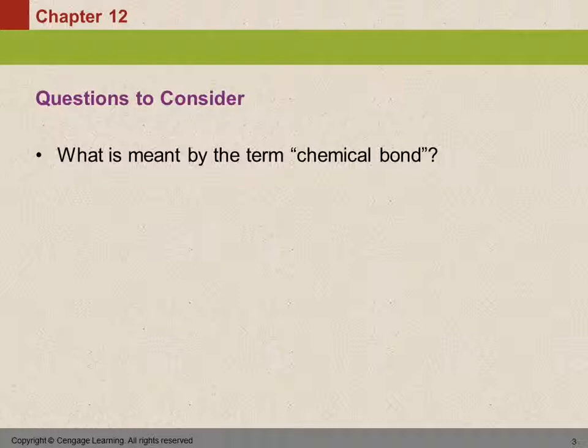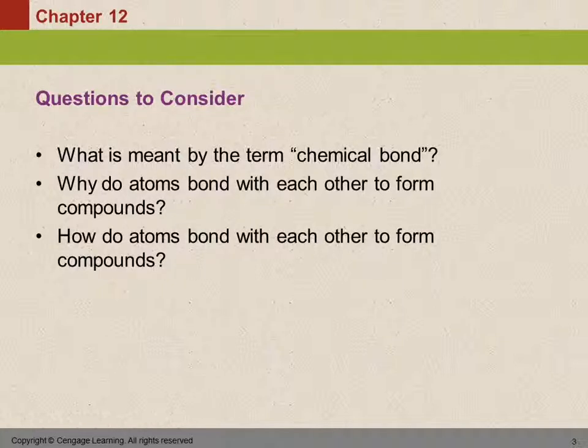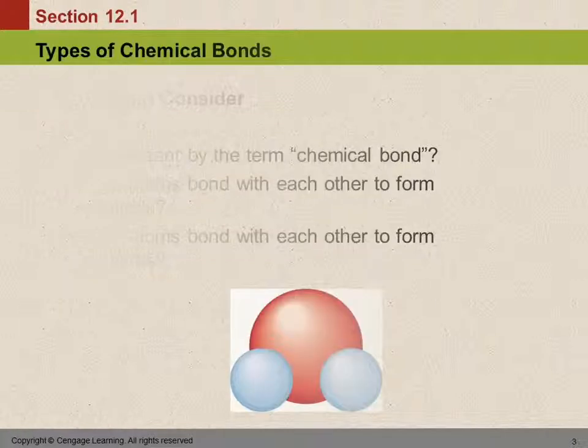So, questions we should think about, we're not going to answer them right now, but let these float around in the back of your head while we're talking about this stuff. What do we mean when we say chemical bond? What exactly is that? Why do atoms bond together to form compounds? And how do they bond together to form compounds? These are some of the questions that we'll hopefully be answering in this chapter.